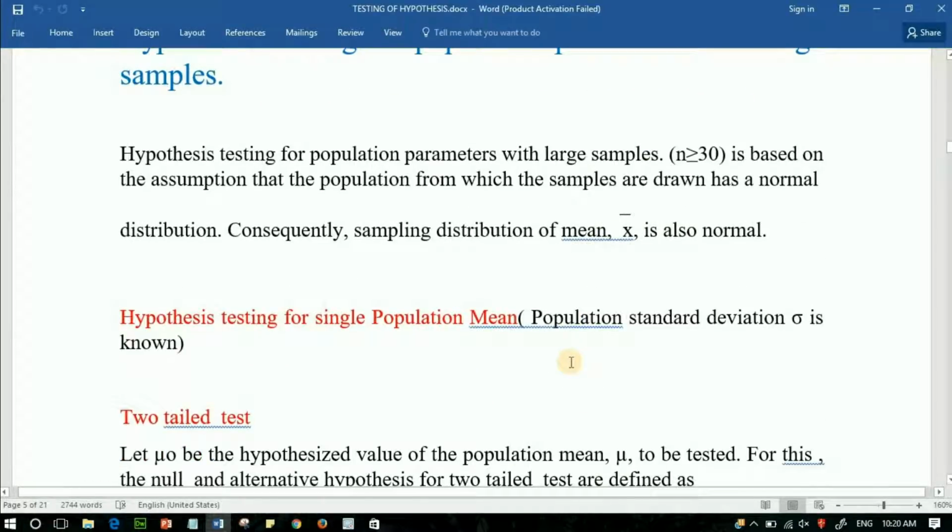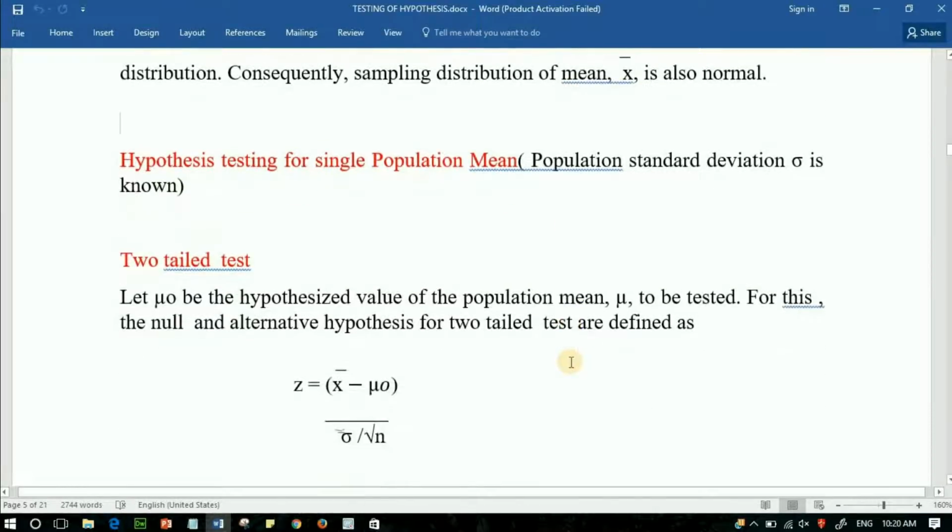First of all, hypothesis testing for single population mean. In this case, there are two cases: population standard deviation sigma is known, and population standard deviation sigma is unknown. First of all, we have to discuss the two-tailed test. Let mu naught be the hypothesis value of the population mean mu to be tested.